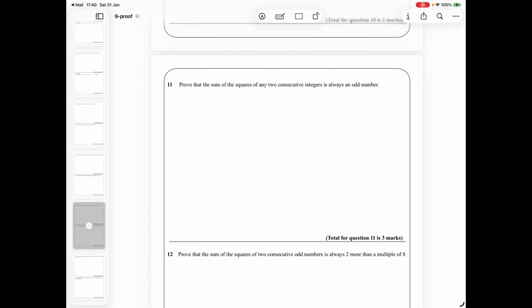With the idea of consecutive integers, we've established what they are. Consecutive integers are n and n plus 1, say. Okay, prove that the sum of the squares of two consecutive integers is always an odd number. So the sum of the squares would be n squared plus (n plus 1) squared. And we don't know what it equals yet, but we'll see.